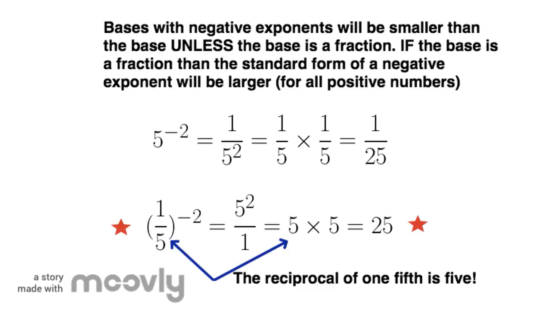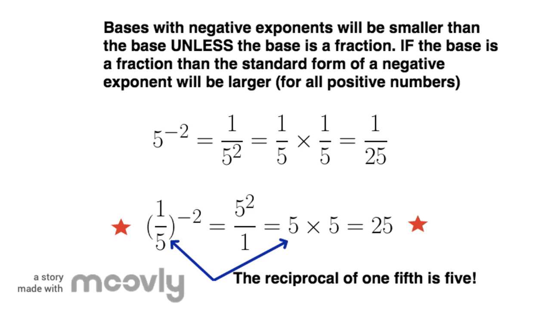With negative exponents, because you're multiplying the base by its reciprocal multiple times, if the base is a number that is greater than 1, then the resulting standard form of the negative exponent will be less than the base. For instance, 5 to the negative second power is 1 over 5 to the second power, which is 1/5 times 1/5, which results in 1 over 25. 1/25 is less than 5.